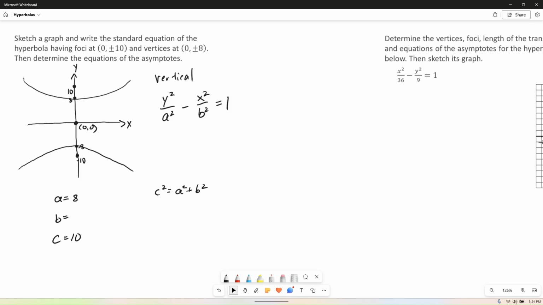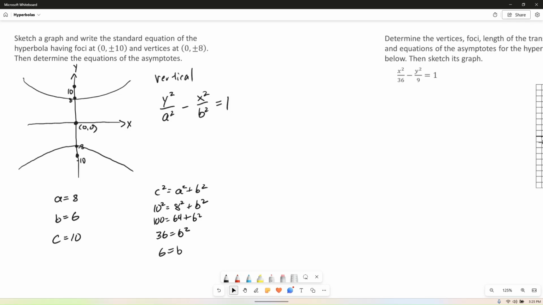So c we know is 10, so we're going to have 10 squared is equal to 8 squared plus b squared. So we're going to have 100 is equal to 64 plus b squared. 100 minus 64 is going to be 36. So 36 is b squared, which means b is 6.